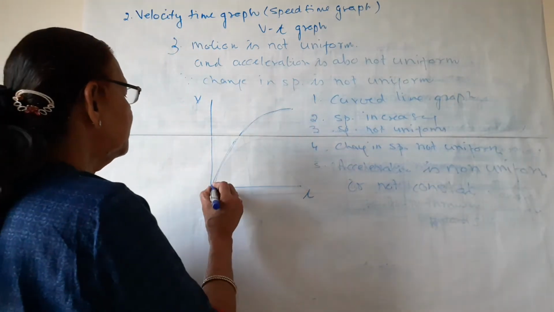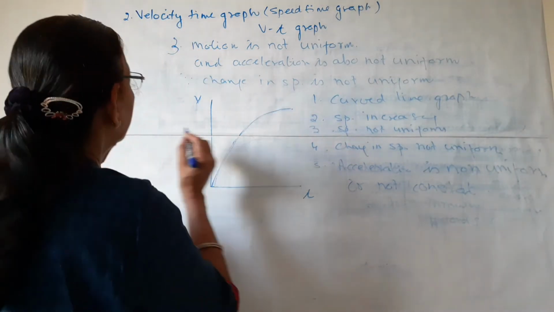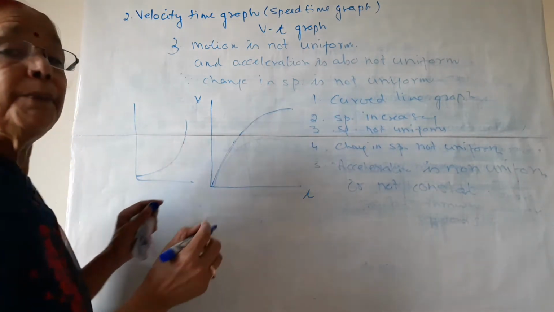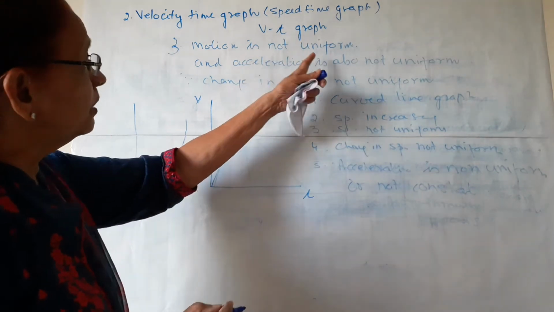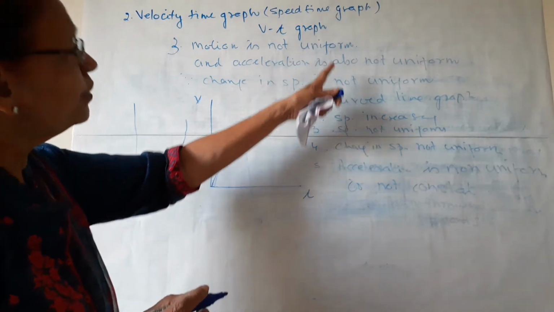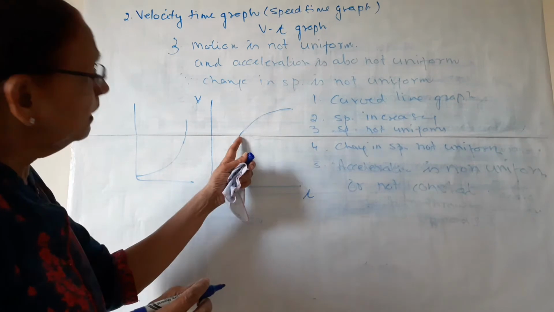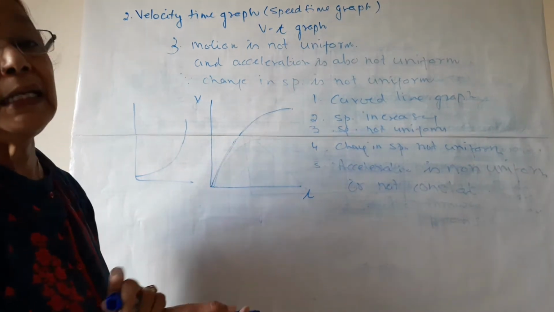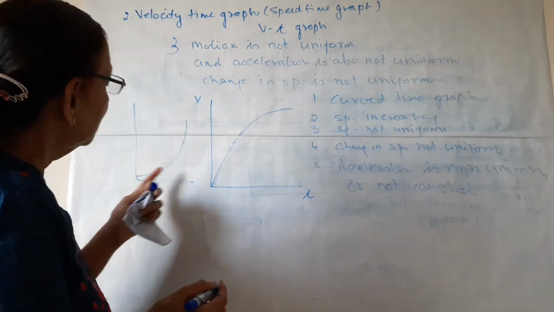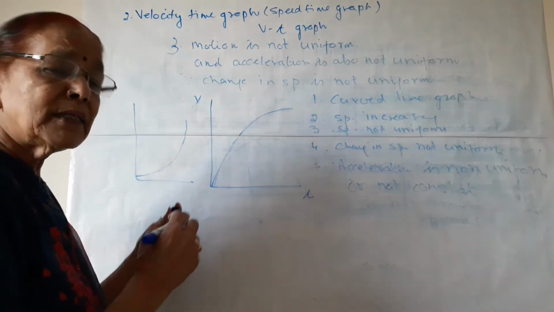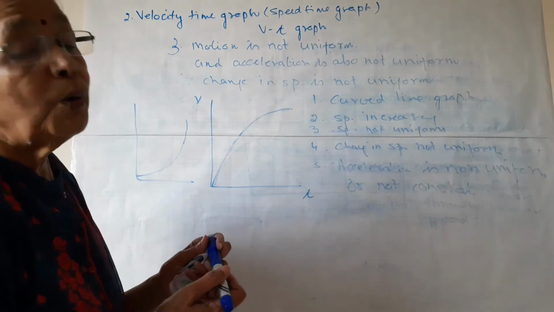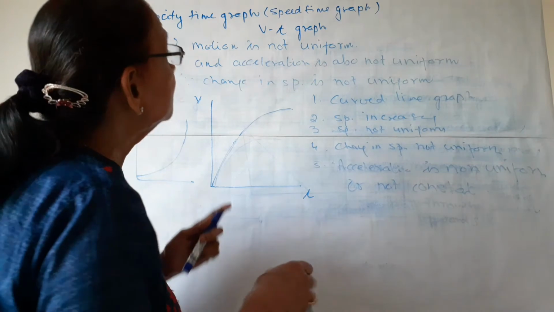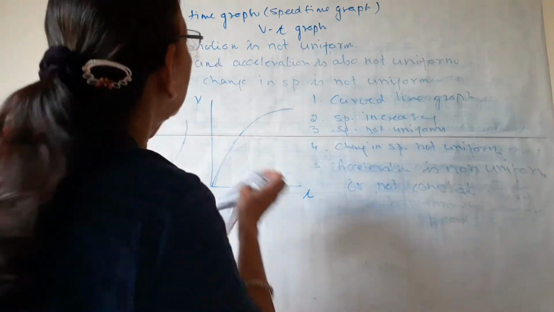It can be like this, and we can draw one more. It can be like this also. Any shape it can take if the motion is not uniform and change is also not uniform. Then the graph line will be a curved line. It can take any shape, curved shape, because sometimes the speed is less, sometimes the speed is more. So these are the 4 types of cases with velocity time graph.